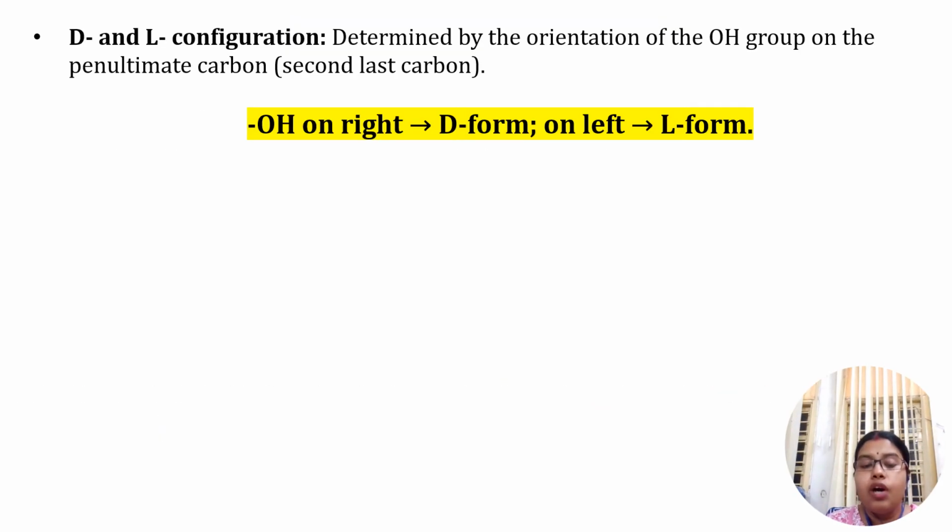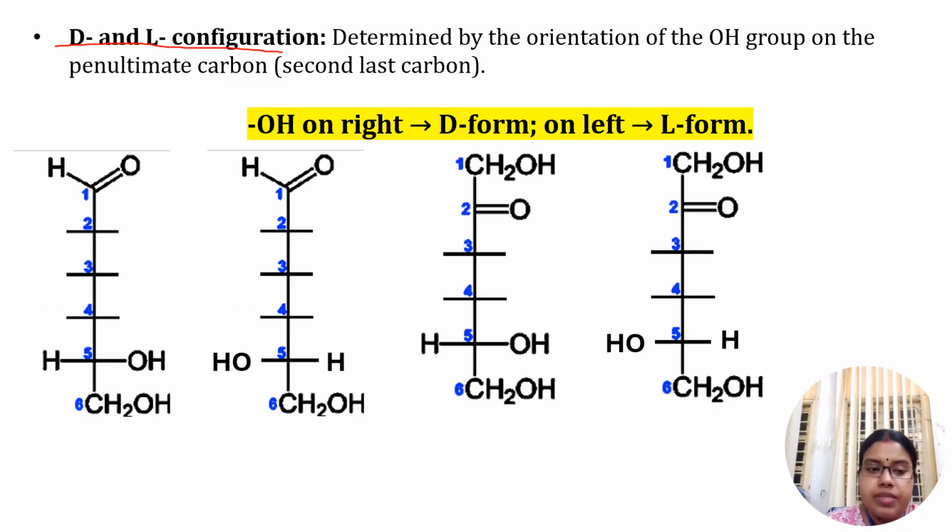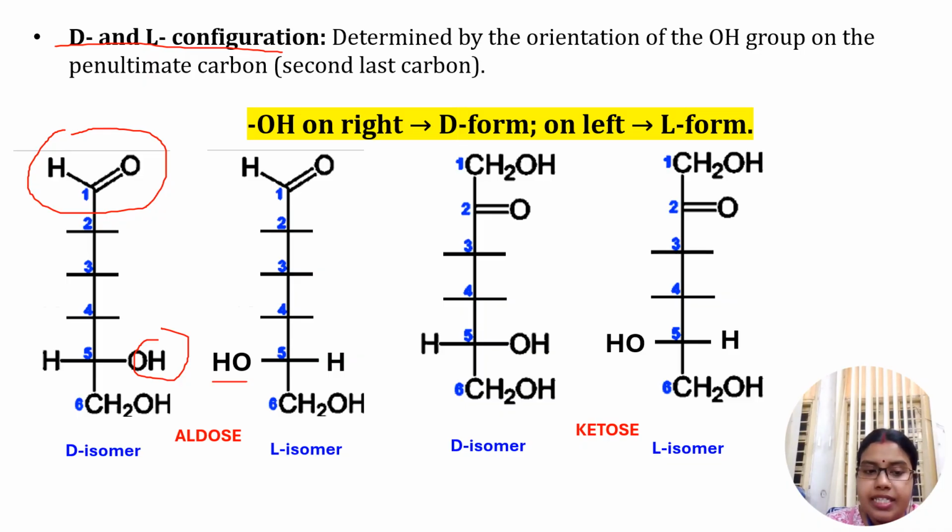On the basis of the OH group at the penultimate carbon, we can classify this into two configurations: one is known as the D configuration and another is the L configuration. It is the penultimate carbon because the most oxidized group, CHO or the keto, is at the top. From the top, we consider the farthest carbon. In this carbon, if the OH is on the right hand side, we classify this as a D isomer, and if the OH is on the left hand side, we classify this as an L isomer.